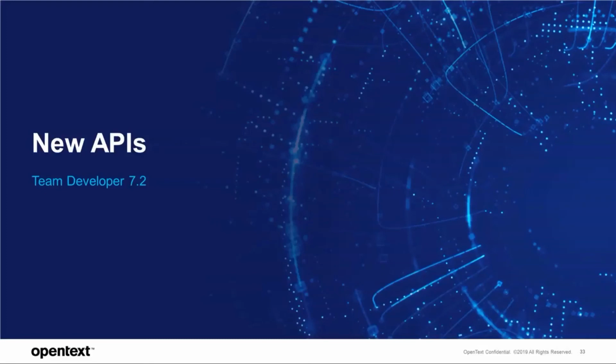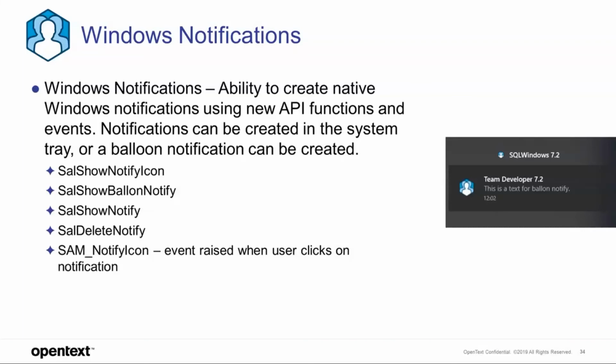So new APIs in Team Developer 7.2. We've got to talk about Windows notifications. This is an API as well. This one is not available in TD Mobile. You can create Windows notifications. What you see in the screenshot on the right side is a Windows 10 notification. And you can also show notify icons in this toolbar icon area. So there are two options, SAL show notify icon and SAL show balloon notify.